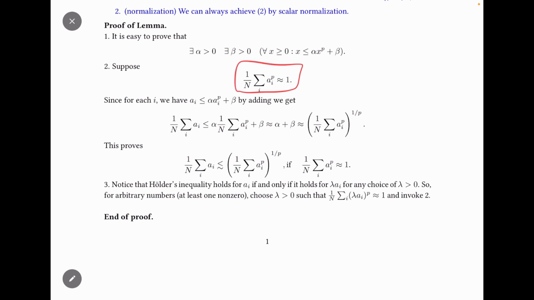Now comes the normalization. So this was the averaging contribution. Now comes the normalization. And here you observe, in this general Hölder inequality form, that if you multiply the a_i by lambda, then both sides scale just by lambda. So such an inequality holds for the a_i if and only if it holds for any multiples of the a_i. And therefore you can choose the multiple to have this approximately 1 or just equal to 1. And therefore case 2 comes in.